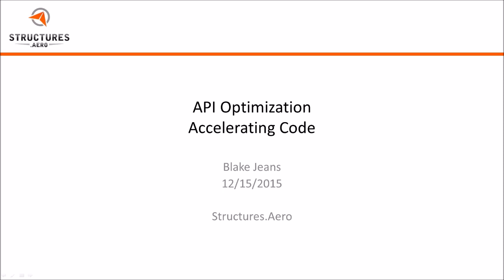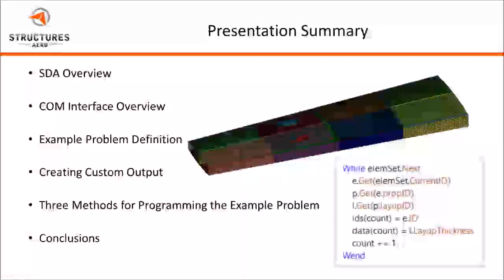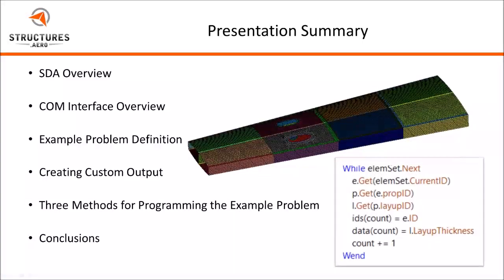So I'm going to start off with just a quick summary of what we're going over. First, I'm going to give just a quick overview of SDA, who we are, what we work on. Then I'm going to give a quick overview of the COM interface, just some basic background on how it works. Nothing in too much detail because it's not important for what we'll be talking about. I'm going to give a definition of the example problem that we'll be doing. And I'll say it again when we get there, but this is just an academic exercise to make it simple to demonstrate what is going on behind the scenes.